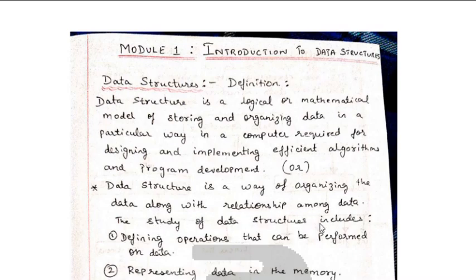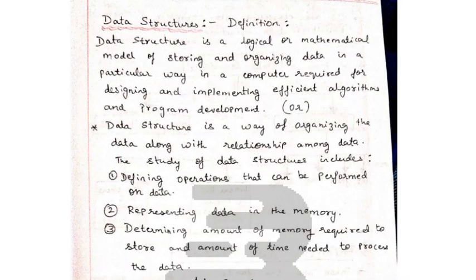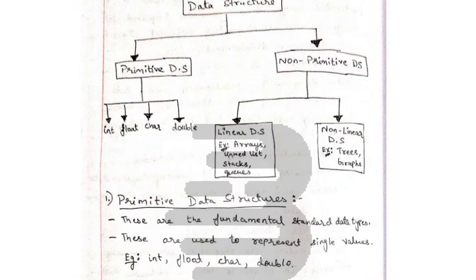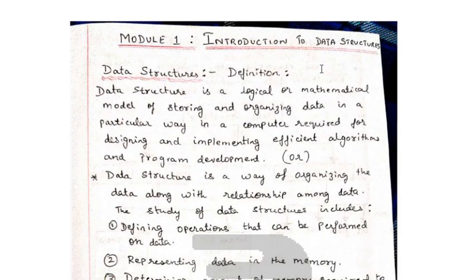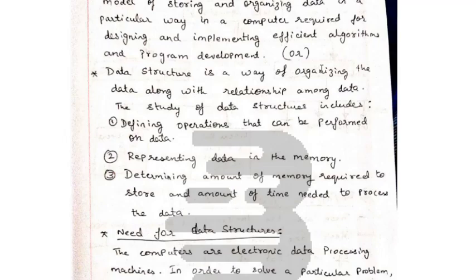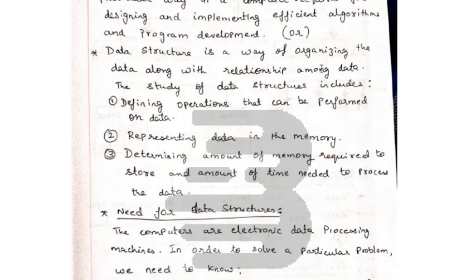The study of data structures includes, what does the study of data structures include? It includes defining operations that can be performed on the data, representing data in the memory, and determining the amount of memory required to store and the amount of time needed to process the data.